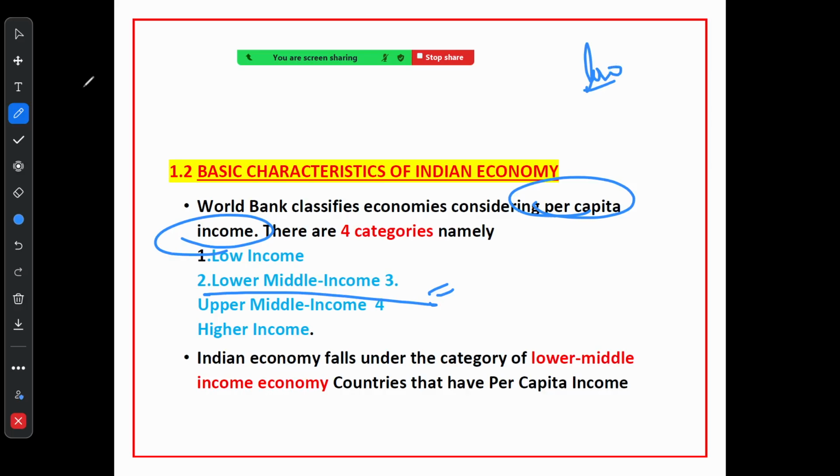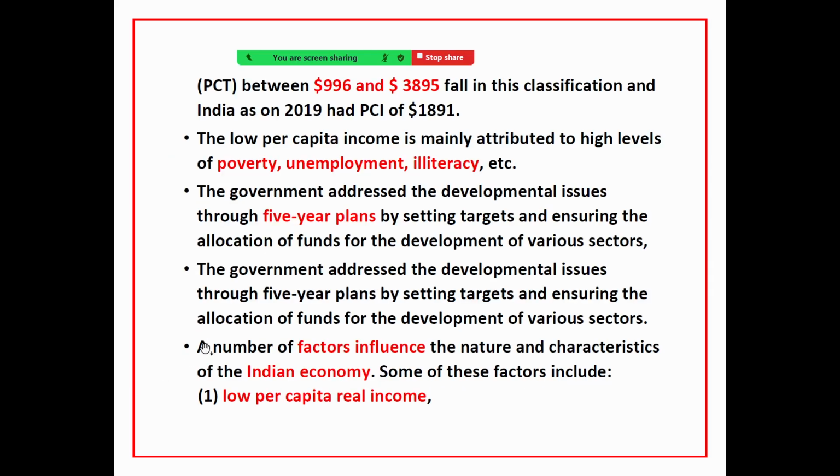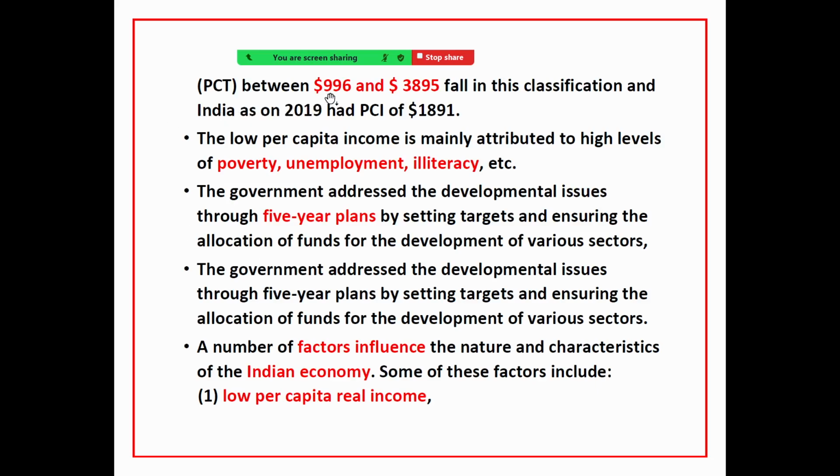So how is this classification done? Let me explain. See, a country having per capita income between $996 and $3,895 falls in this classification, and India in 2019 has a per capita income of 1891. Right, that's why. Now, what are the reasons behind this?